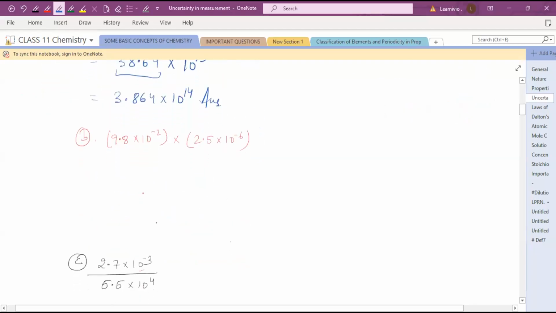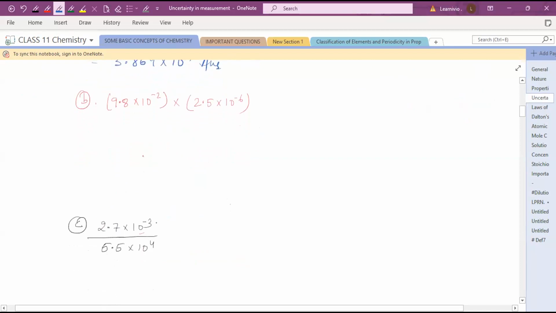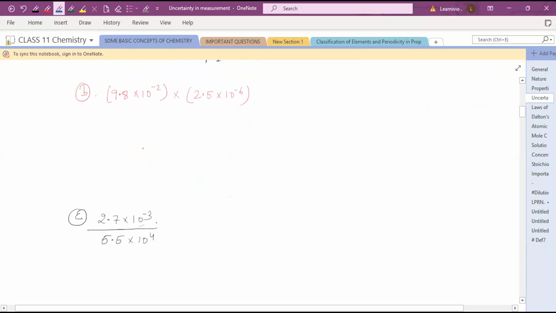If it is clear, then do the second one. Second and third one. The third one is again the same, right? Here two terms are divided. Again the same thing: you have to just divide 2.7 by 5.5, and divide the exponential parts individually. It's very simple. Just do that, B and C. After that, we will apply other operations like addition and subtraction also.